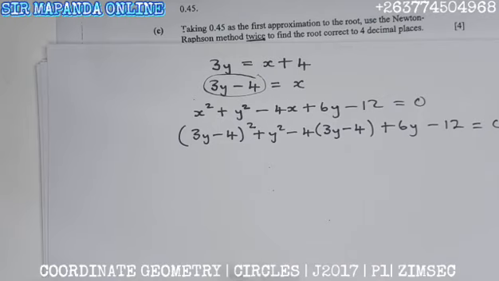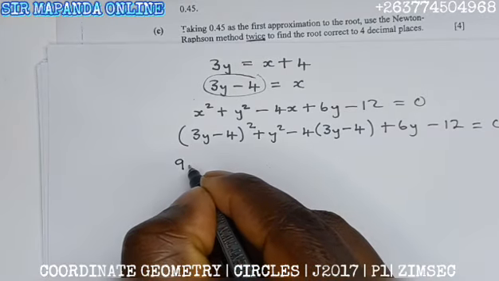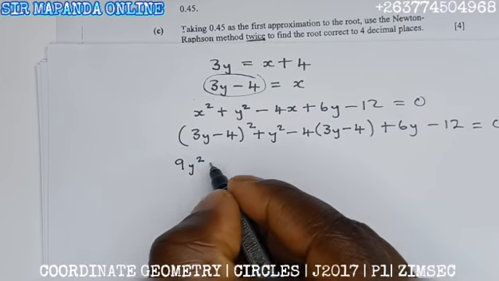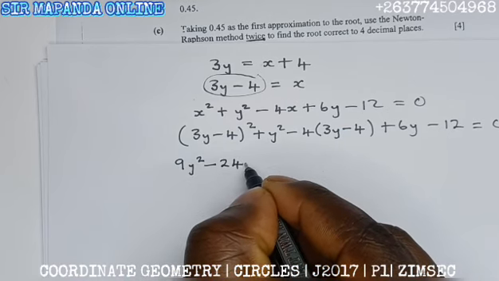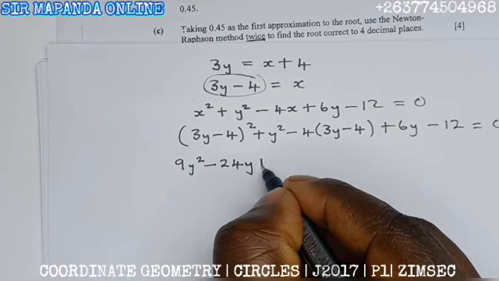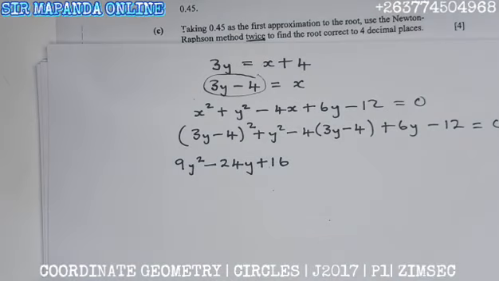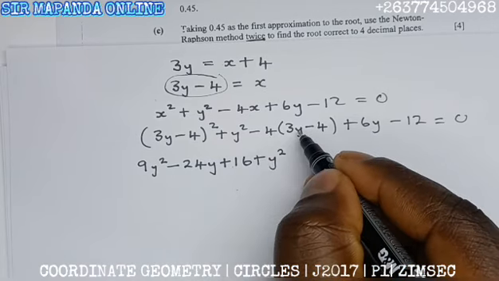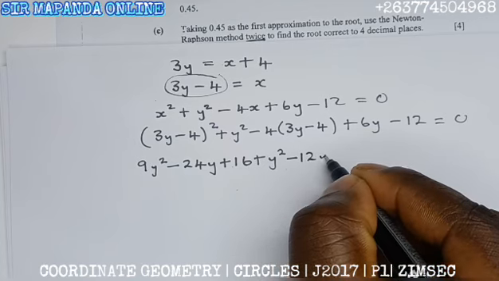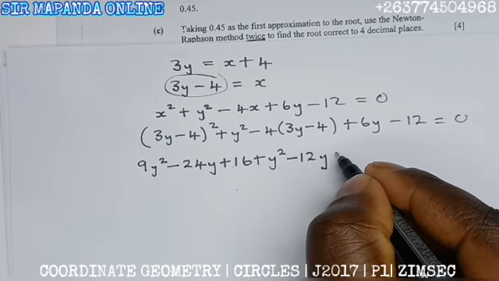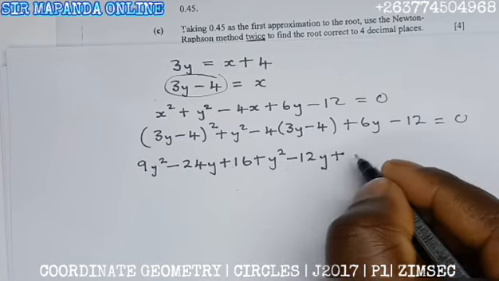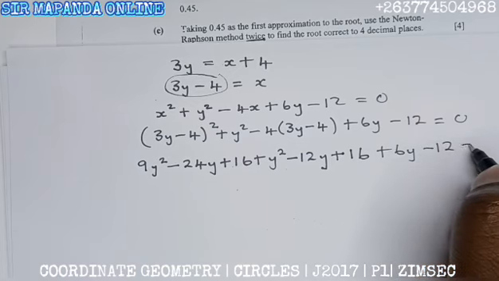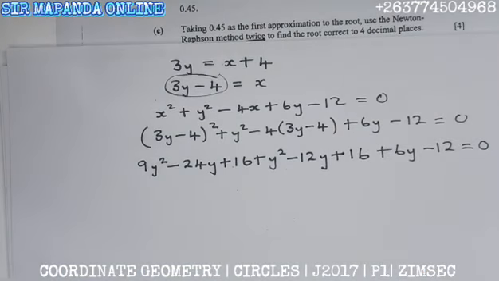Something like this. So expanding this, you get 9y squared, then 3y times minus 4 times 2, you get minus 24y, then minus 4 squared, it gives you plus 16. Then you say plus y squared, minus 4 times 3y, you get minus 12y. Minus times minus, it gives you plus. 4 times 4, you get 16. Plus 6y minus 12 is equals to 0. I hope you are following.